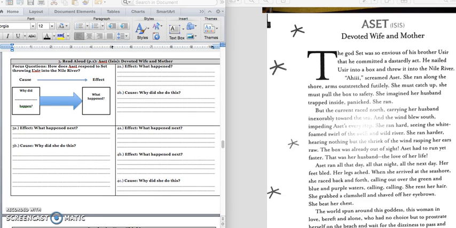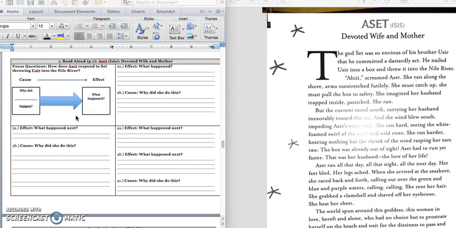All right, so before we begin reading, I just want to review cause and effect with you. A cause is why something happened. Why did this happen? And that leads to an effect. What happened? Oftentimes in the text, the author will tell us what happened first. They will tell us the effect, and then they will explain why that happened.